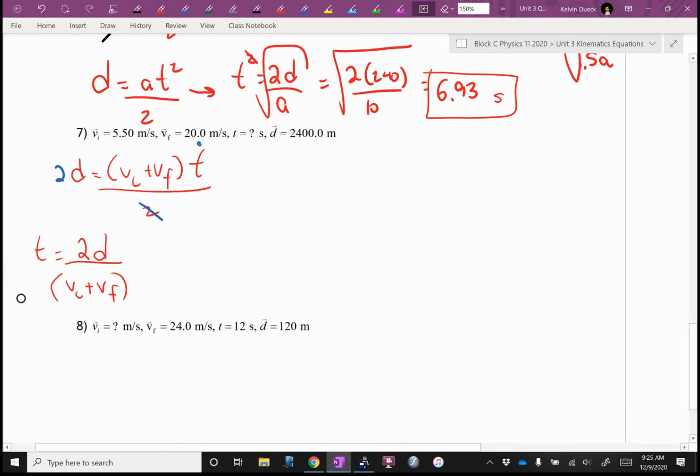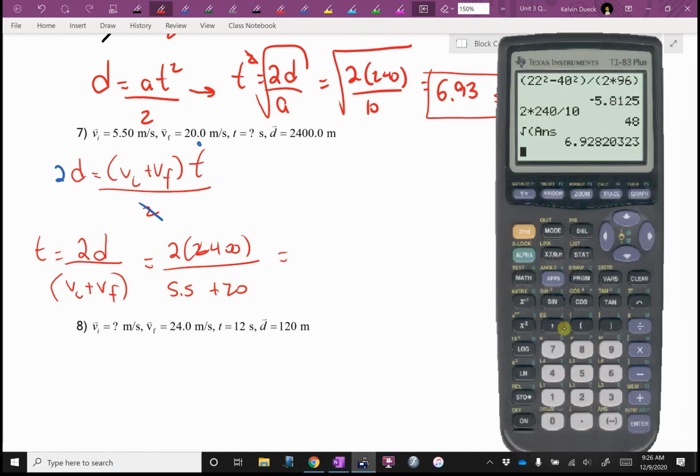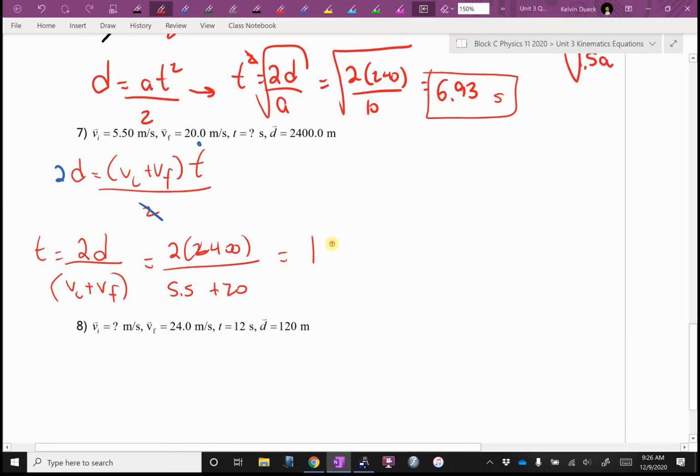How many of you got that equation? Nice. Good. 2 times 2400 divided by 5.5 plus 20. Brackets around the top. And definitely brackets around the bottom. Did you all get 188? Well done. Units, it's a time, so seconds.